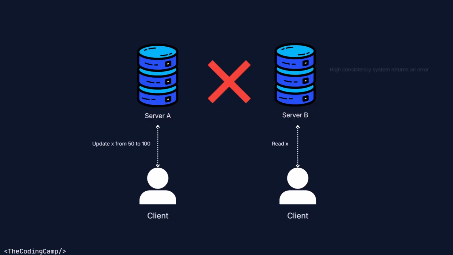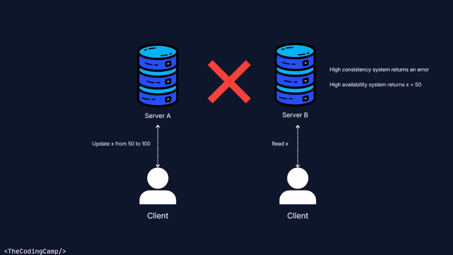If the system is consistent, that means server B must return the most recent value, which is 100. And if the system is available, that means it returns any value regardless if it's the most recent or not. Since there is a network partition, server B can either return 50, which makes the system available but not consistent, or return an error, which makes the system consistent but not available.